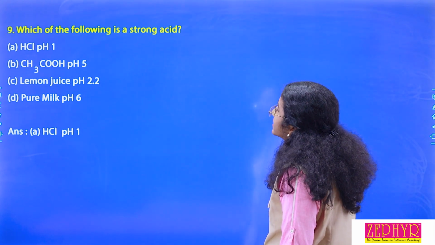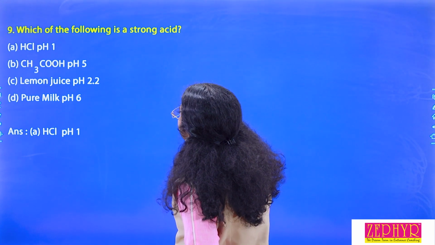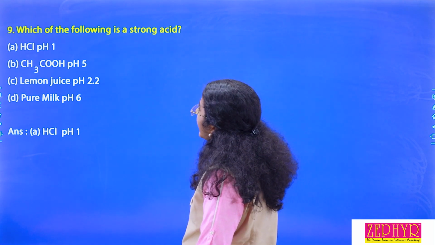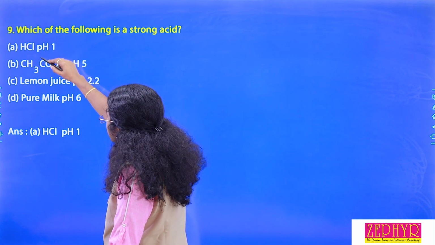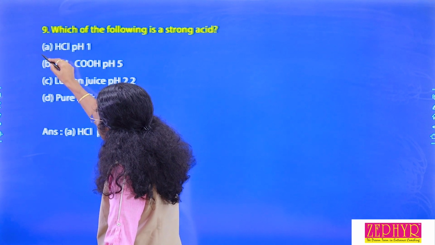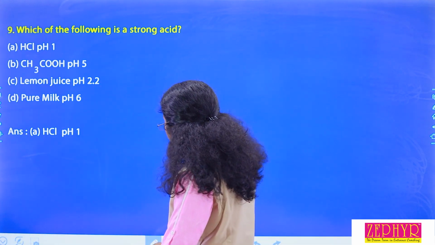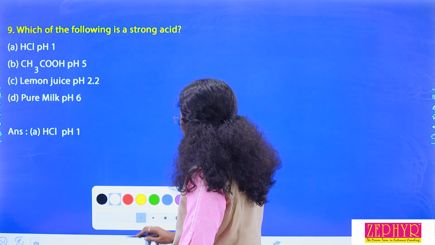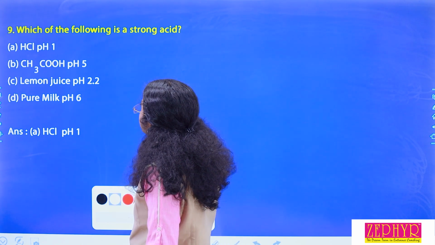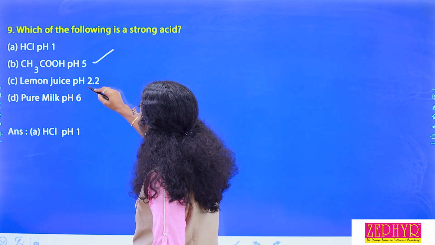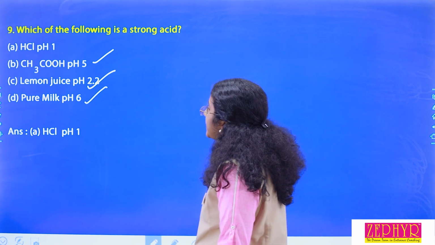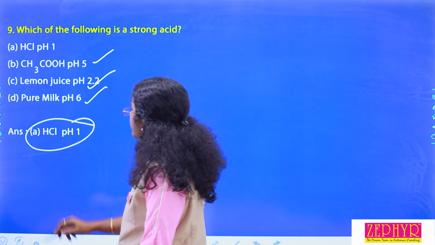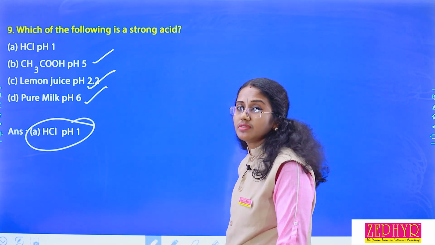Then next one, which of the following is a strong acid? HCl, pH 1. HCl is a strong acid, pH 1. That is actually a very strong acid. Then second one, CH3COOH, that is a weak acid. Lemon juice is also a weak acid. Pure milk, pH 6. HCl, which has pH 1, is the strong acid.